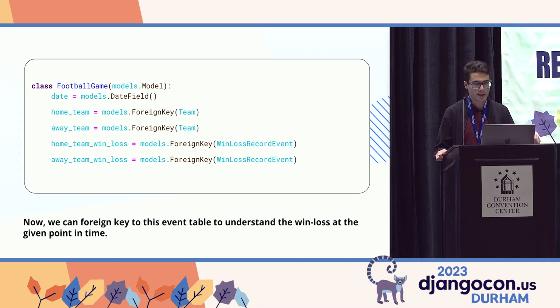And now we can just foreign key to this table to understand the win-loss ratio at a given point in time, right? So we can keep all the data in this table. We don't have to denormalize everything. And whenever we query from this table, we can get the most up-to-date win-loss ratio for a season, but we can also understand it at any historical point in time, right? So this is a pretty useful use case of that.